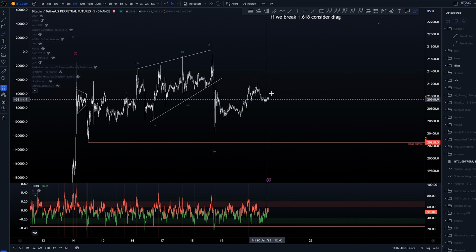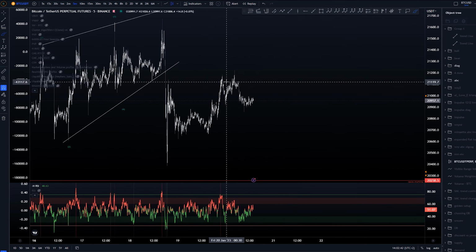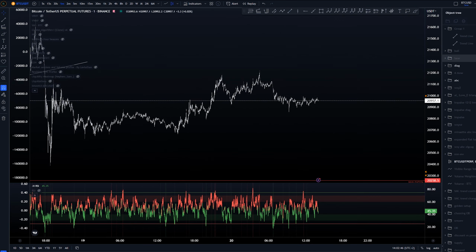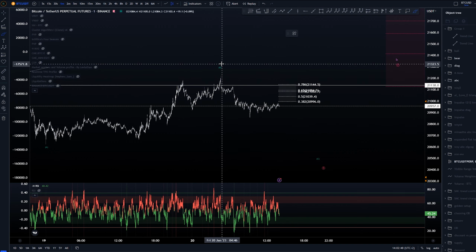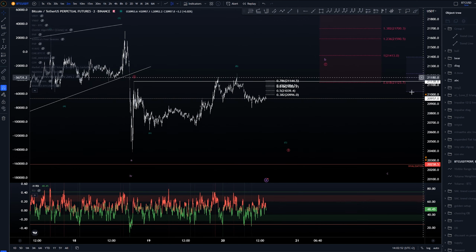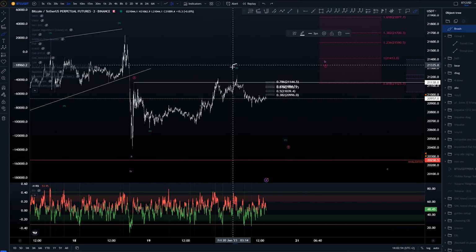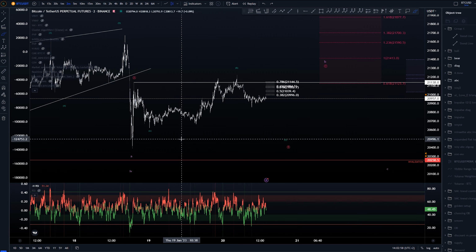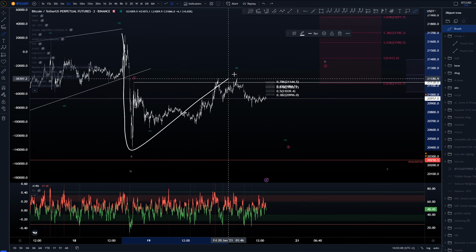Shorts could definitely be played with this count, where on smaller time frames we would have this as some sort of wave B here. Let's go back to 2 minutes, where this would be either a wave B of this sub micro, or this would already be a wave B of this kind of structure, like so.